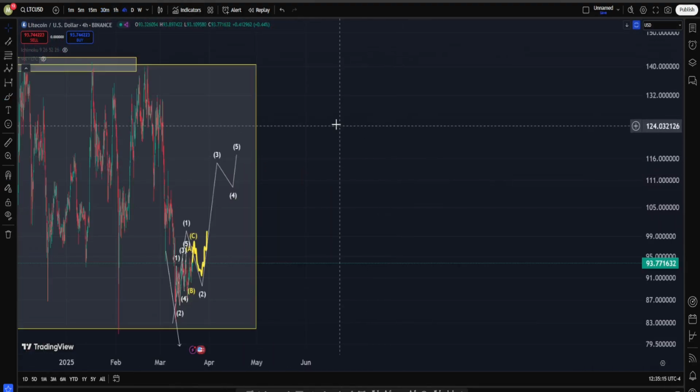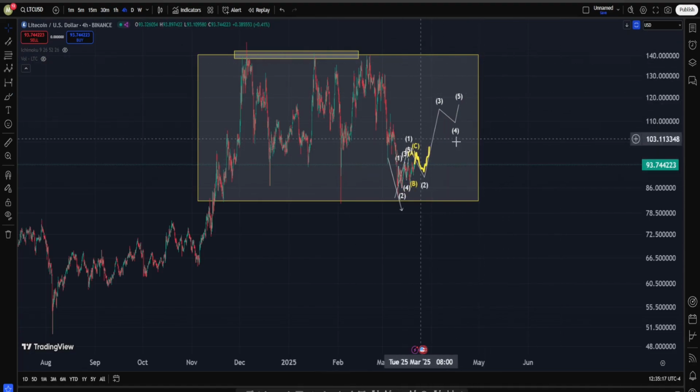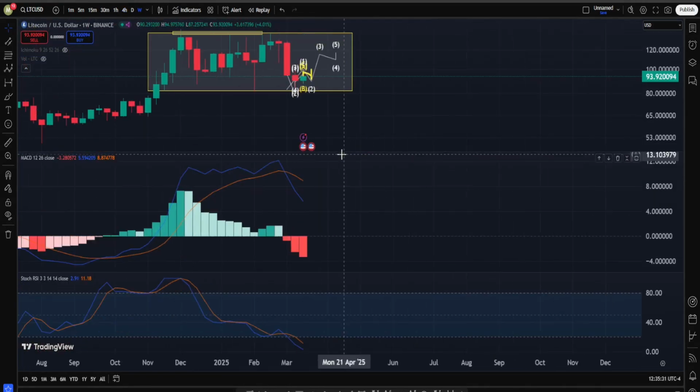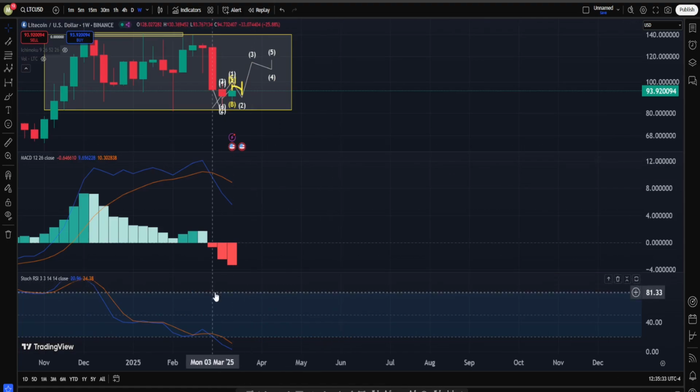Okay, so as you can see, at the moment we are in a ranging pattern, and right now we are around the lower band of this region, and I do still expect this area to hold, because when you go on weekly time frame, okay, what is going on? In stochastic RSI, we are around the oversold region, which suggests bears are running out of power.